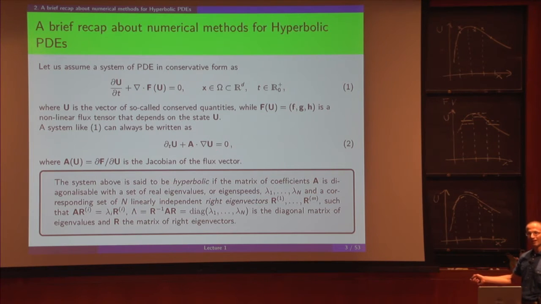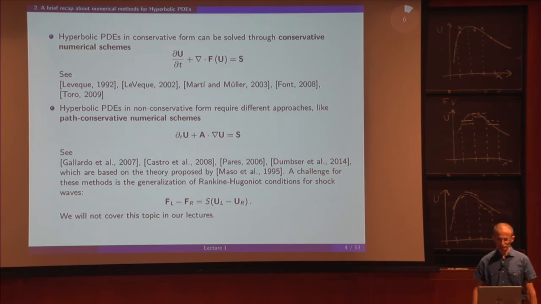So there are numerical schemes specifically for the first formulation, which are different from numerical schemes for the second formulation. Let me show you why. In the first category, we list all so-called conservative numerical schemes. I will make this notion more precise later.